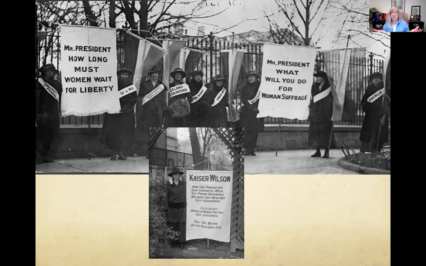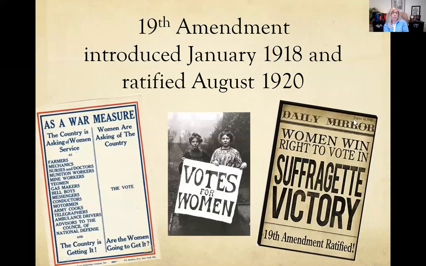So they're saying, this is hypocritical that you're trying to promote equality for Germans, but you've got all of these women here in America who do not have the right to vote. And so finally in later 1918, the amendment is introduced. It's voted on in 1919. And ratified in 1920. So after the war ends in November of 1918, in 1919 is when Woodrow Wilson approves of the 19th Amendment, and it is ratified by the states and goes into effect in 1920.